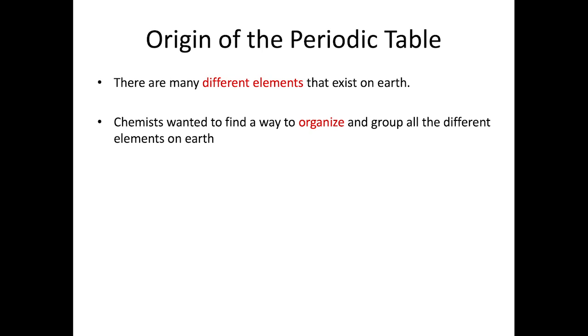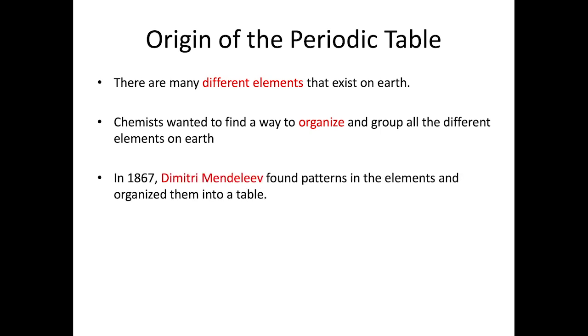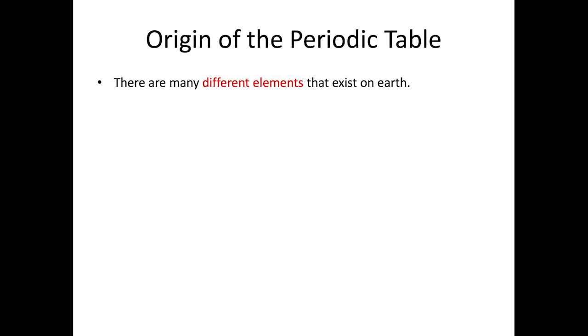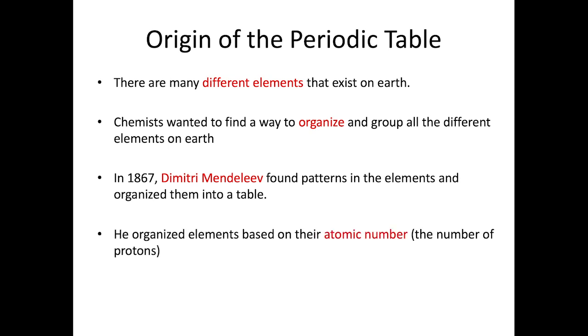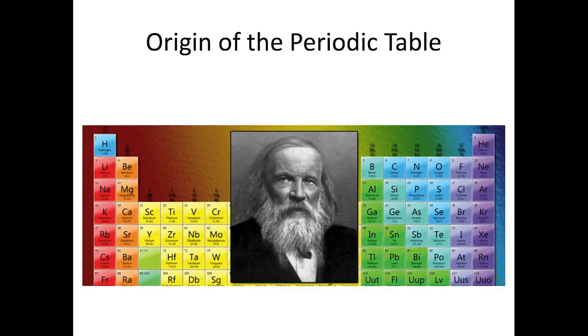So chemists decided that they wanted a way to organize and group all of these different elements. So what they did is this man in 1867, Dmitri Mendeleev, this guy that's over here, he found patterns in the elements and organized them into a table. He organized the elements based on their atomic number. Atomic number is the number of protons. So we've got atomic number right here, this number at the top. That's how they're all organized.